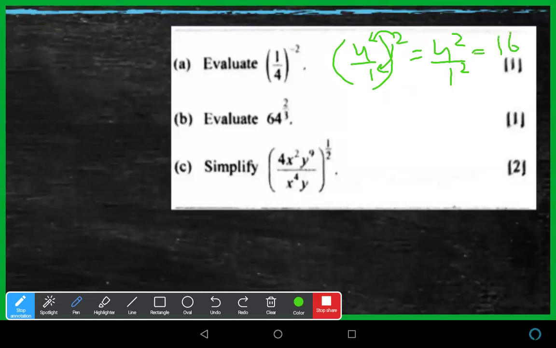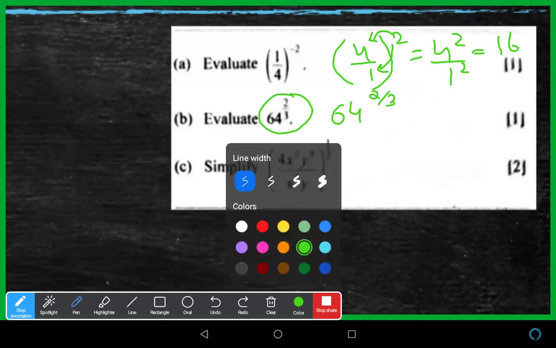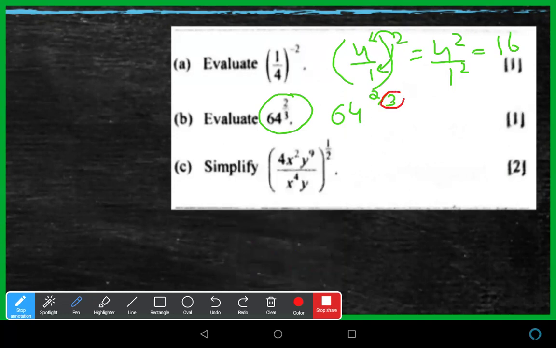Now, part B, 64 raised to the power 2 upon 3. I told you in the previous question, we have to cancel out the fraction power. So in the denominator, this is 3. So I can write 64 like this, 4 raised to the power cube, because I know that 4 cube is equal to 64, and the power is 2 upon 3.